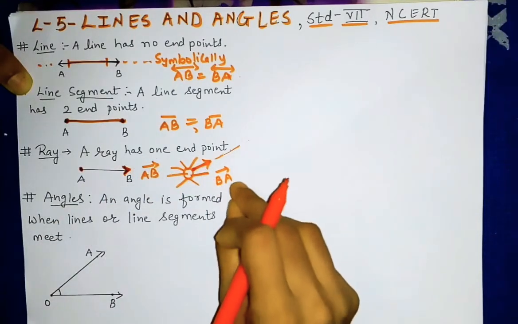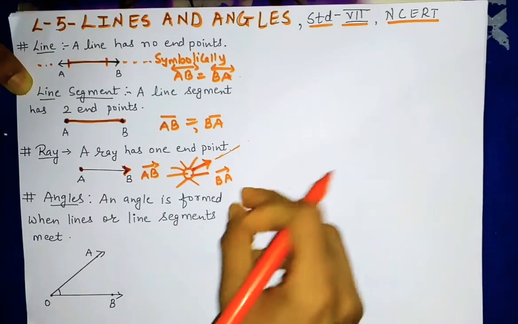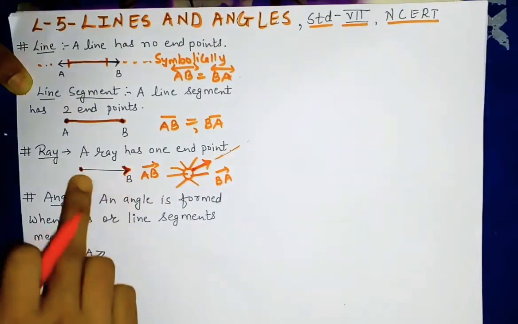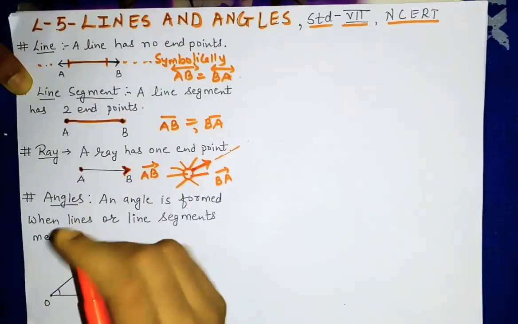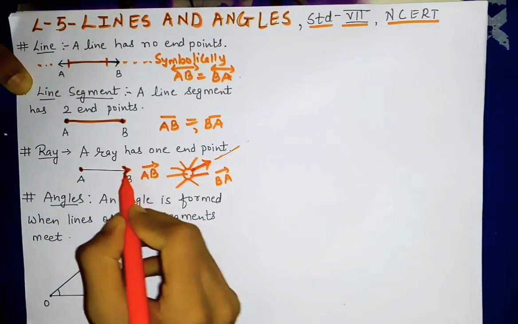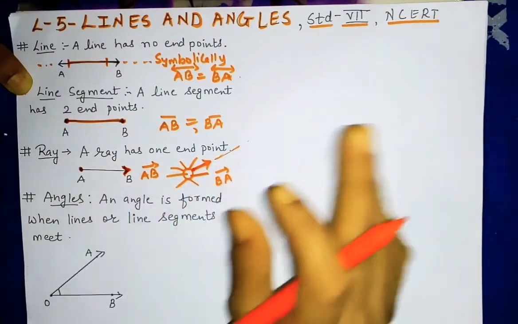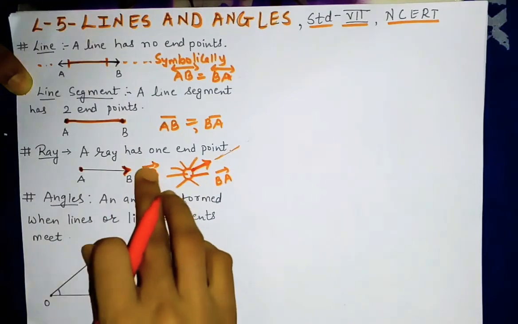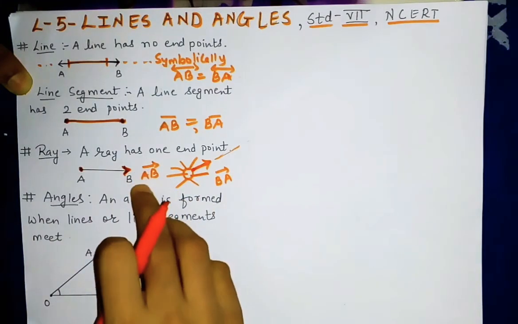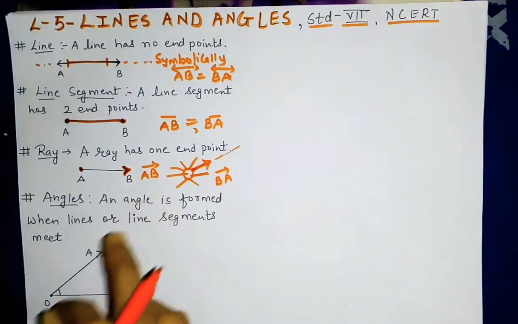And if you write BA, it means it starts from B and goes in this direction, towards A. So very important is the arrow. The arrow is over B, so we have to draw the arrow over here. Are you getting it? So AB and BA are not equal, because you need to put this symbol properly. Okay, so this is ray AB.